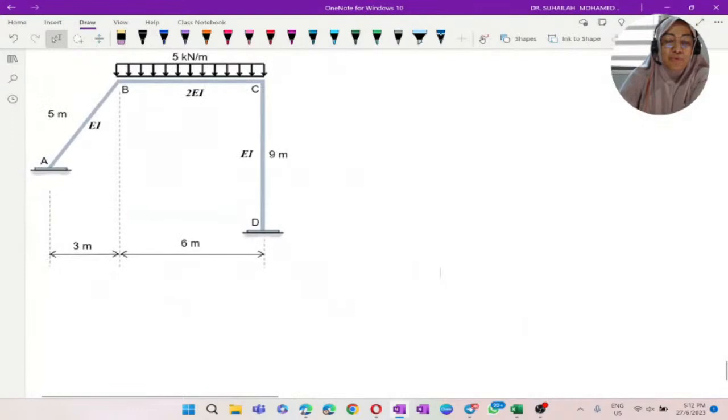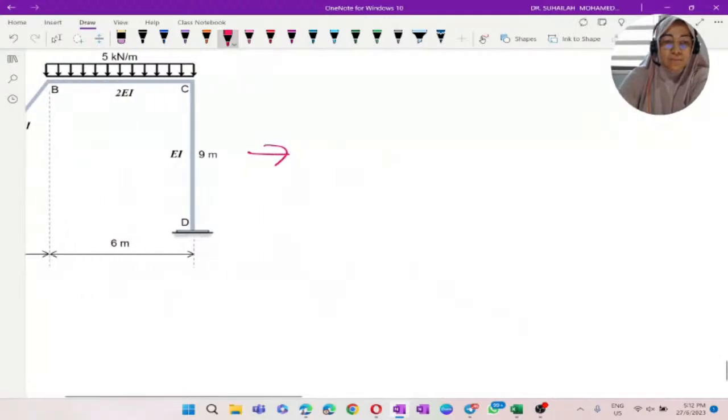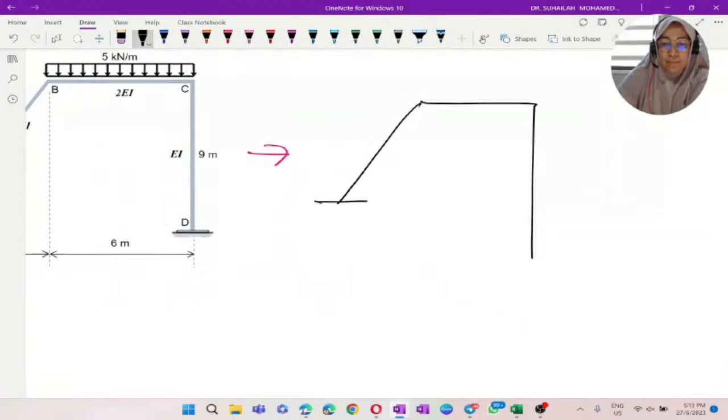So the Sidesway frame that we are going to analyze is actually this one. The frame is subjected to R prime, and due to R prime, the frame tends to move to the right direction.